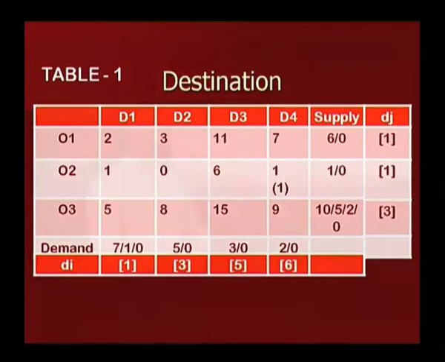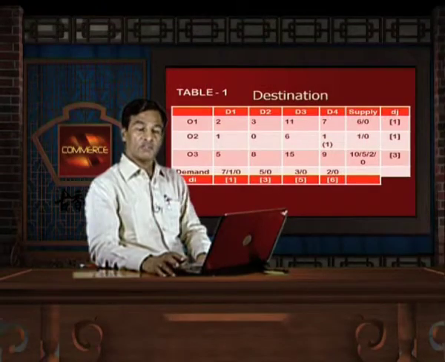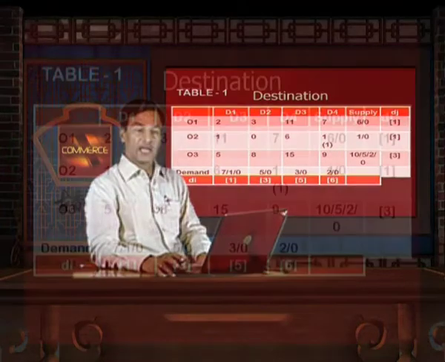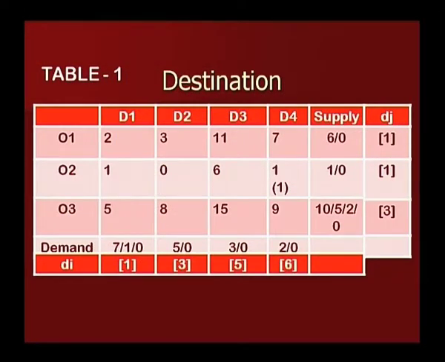Here the value 6 is maximum, therefore D4 is the entering column and the minimum of this column is at D4O2, that is second row, fourth column cell. We allocate 1 to this, so that the second row has been exhausted.